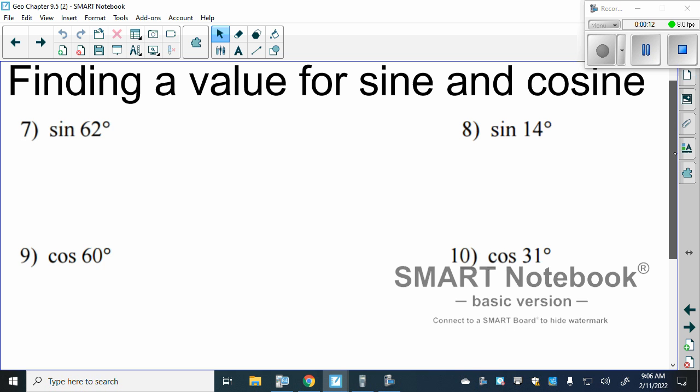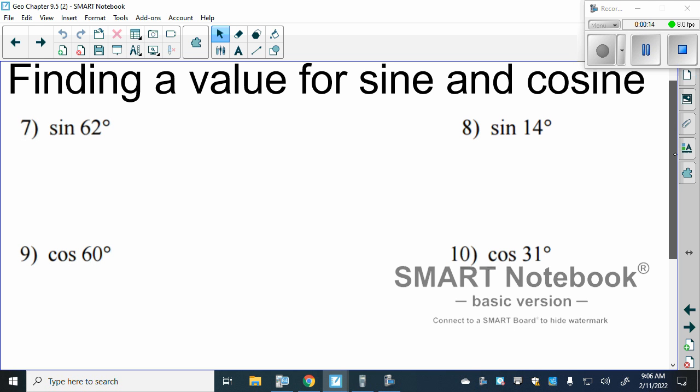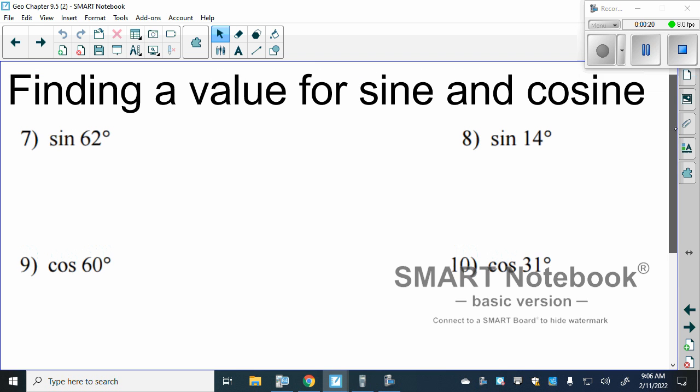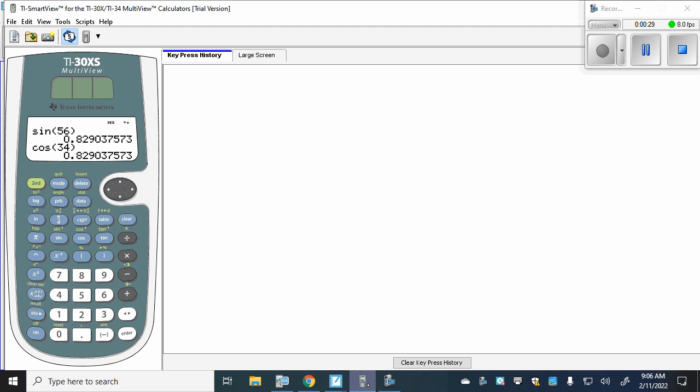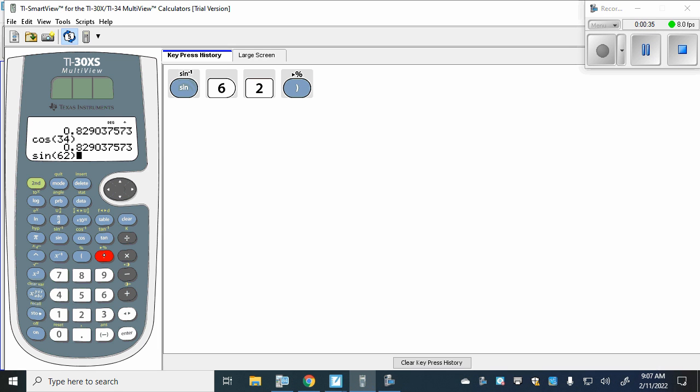So what we're looking at today is continuing on with what we did yesterday with sine and cosine and some of the unique things we can do with it. Now the first thing we're looking at is finding the values of sine and cosine for these given angles. So the first one we can look at is sine of 62. And what we can do is take the calculator, type in sine of 62, and hit enter.